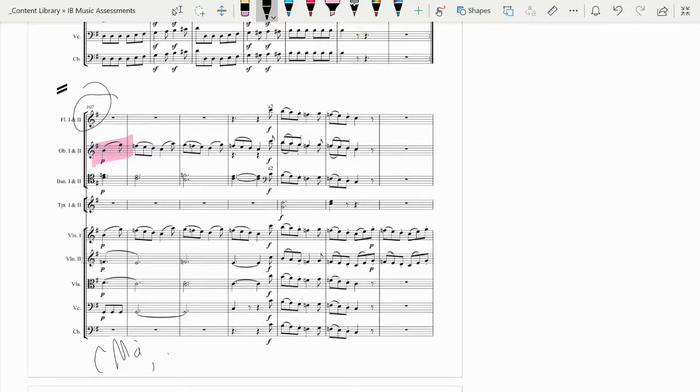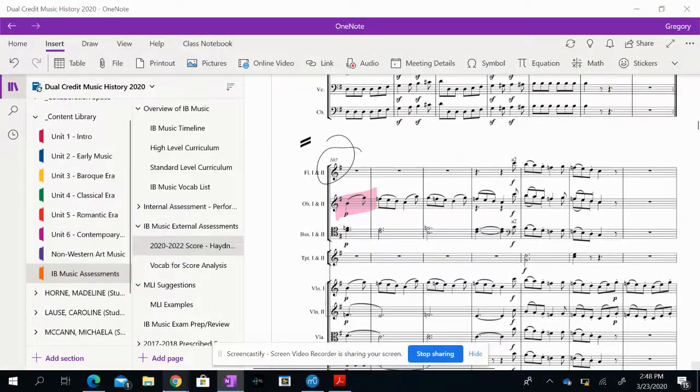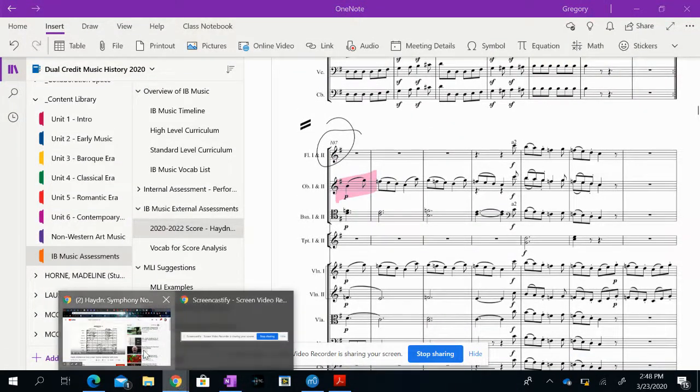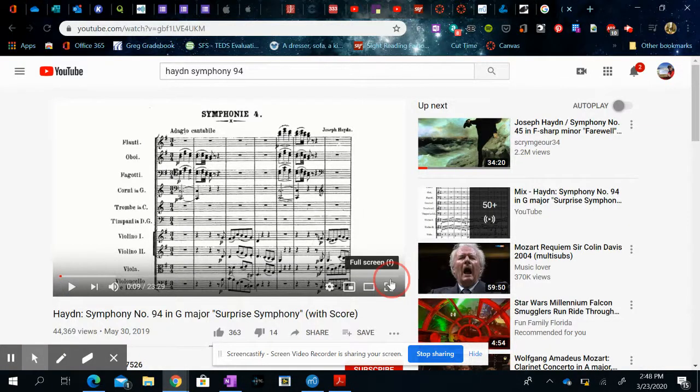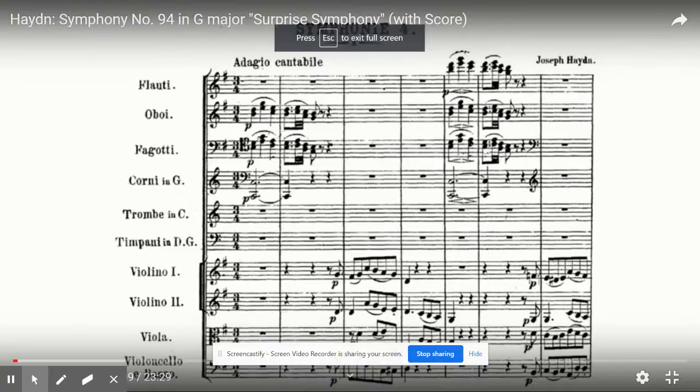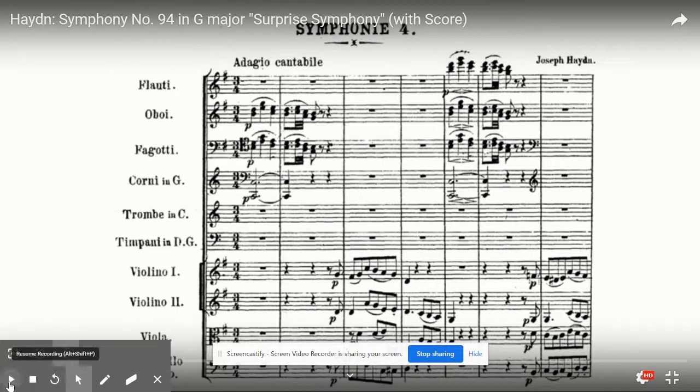Okay, so let's go ahead and listen to some of that so you can hear how that exposition sounds in context. And you can follow along in the score here or follow along in the score that you are marking up.